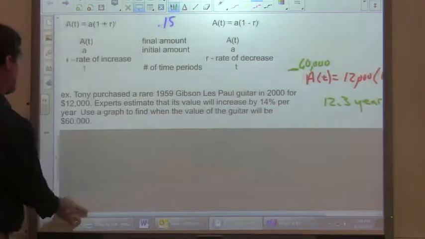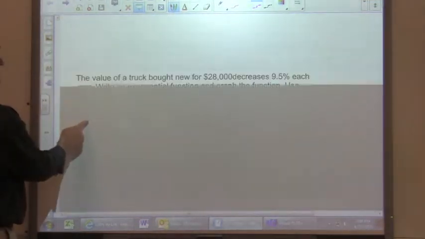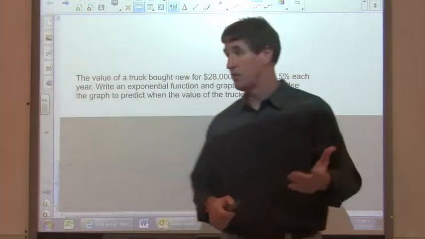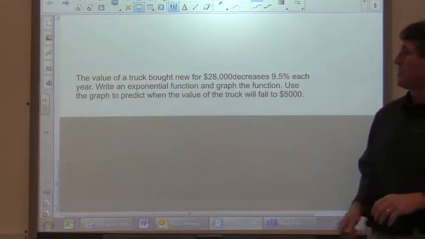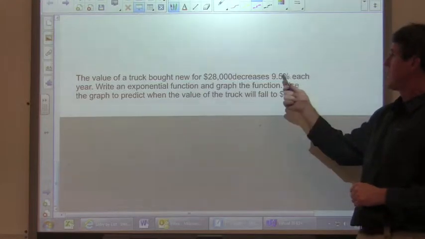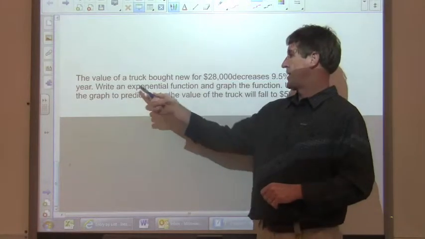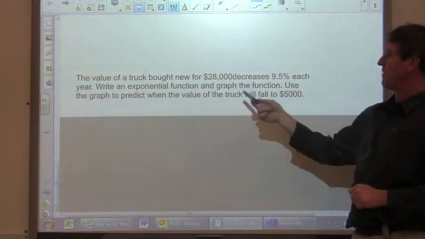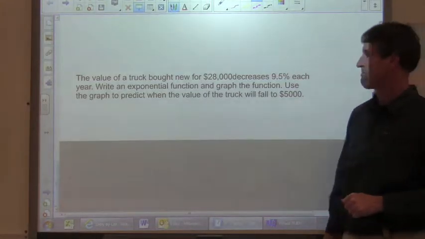So let's go and look at a decay problem. So here's an example that a lot of you see with vehicles that you buy, that the value will decrease as it goes through the years. So the value of a truck bought new for $28,000 decreases 9.5% each year. Write an exponential function and graph the function. Use the graph to predict when the value of the truck will fall to $5,000.